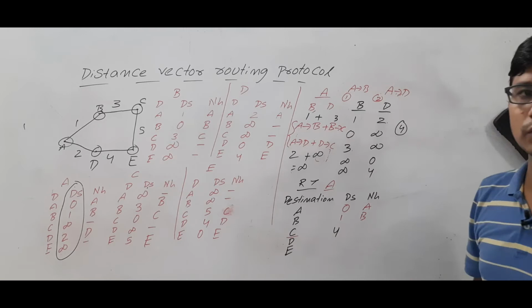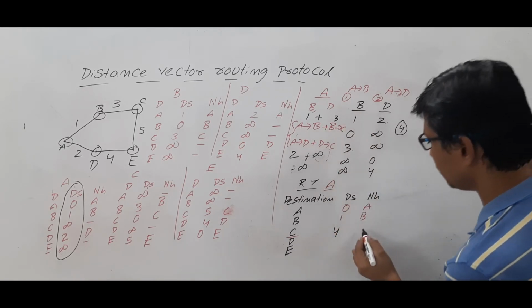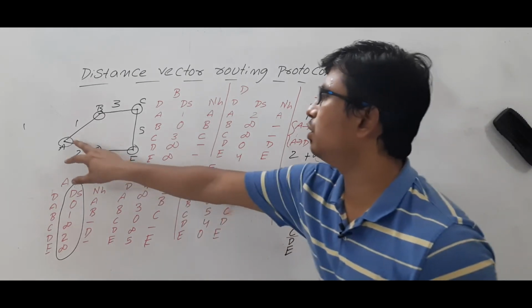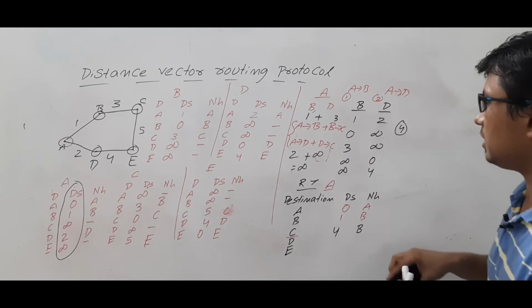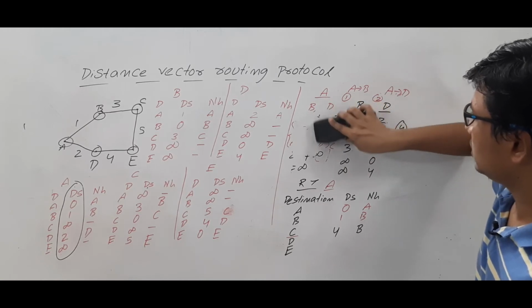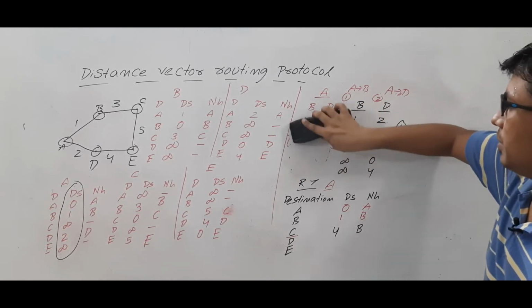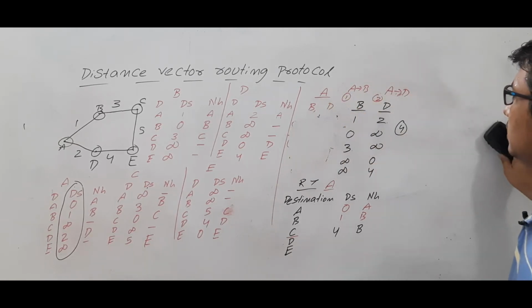Are you able to understand? You will update the value, and then which is the next hop? Via B you are going. So A to C can go via B. The next hop is B. Are you able to understand? Similarly, you want to compute the distance to D. A to D distance, you already know it. Am I right or wrong? Is it clear?